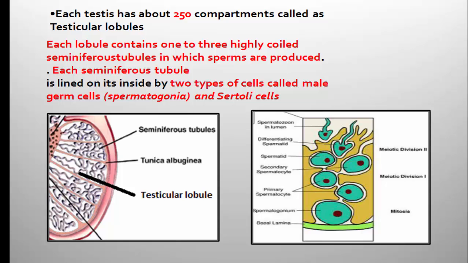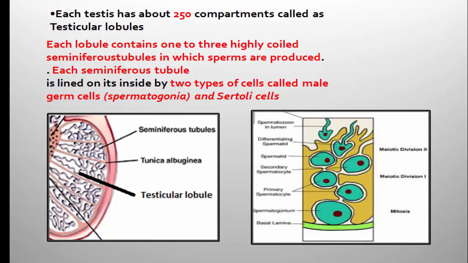Then each seminiferous tubule is lined on its inside by two types of cells. One is the male germ cell and another is the Sertoli cell. So here is an enlarged view of the seminiferous tubule. The seminiferous tubule wall has two types of cells. The germinal epithelium of the seminiferous tubule has two types of cells.